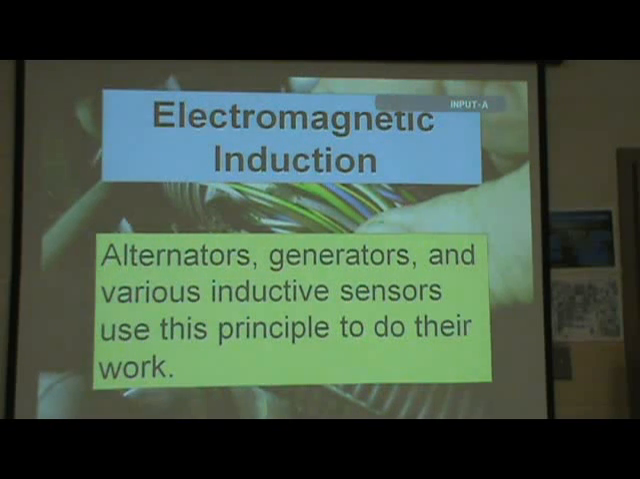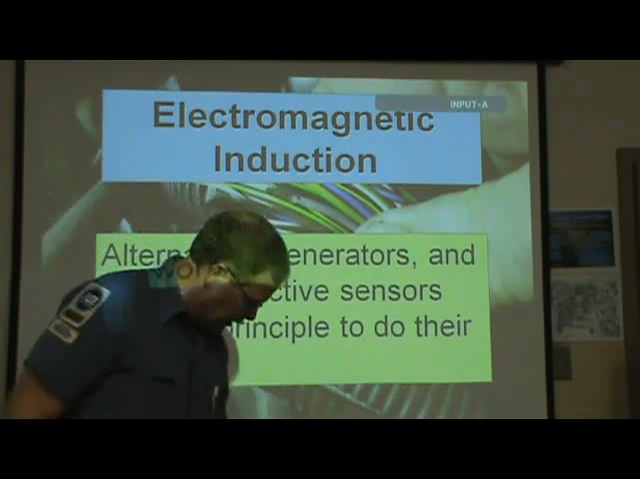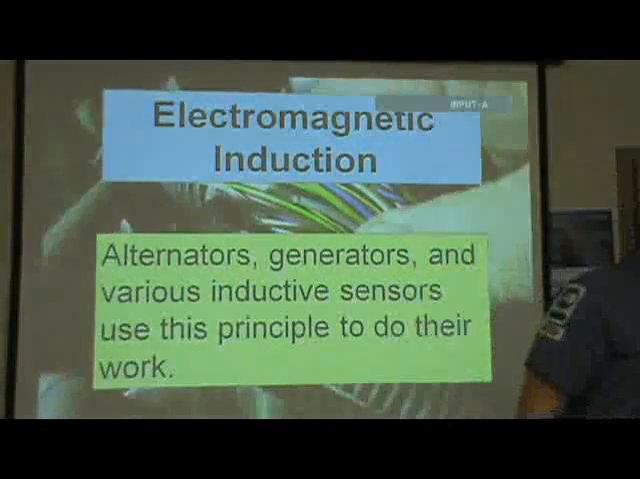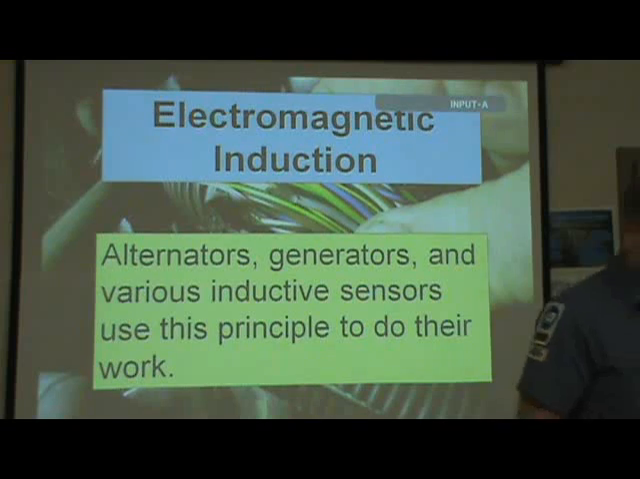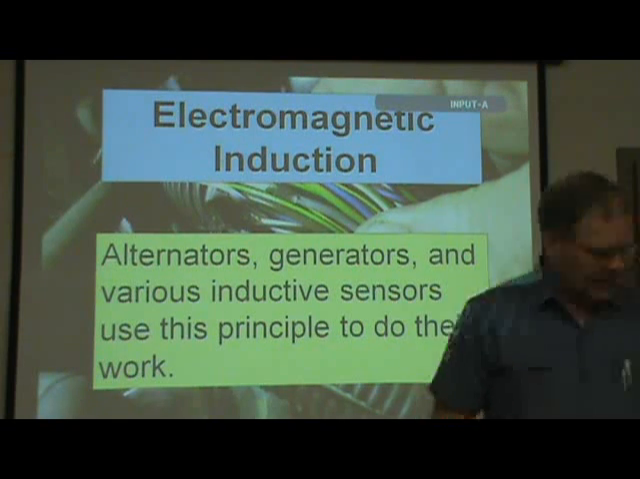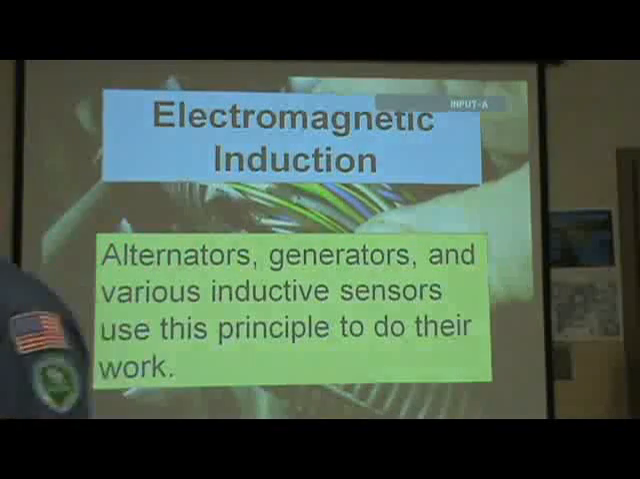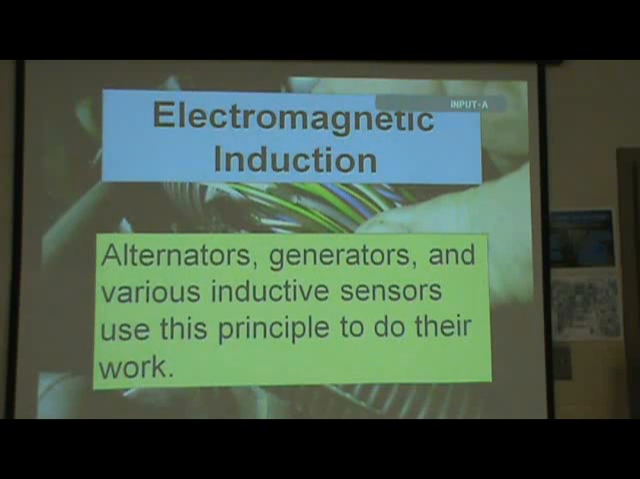But anyway, alternators, generators, and inductive sensors. This sensor right here on this flywheel, and that sensor on that board, has got a magnetic core, and around that magnetic core, they've got copper wire wrapped. And every time you send a tooth wheeling past that core, it causes a voltage sine wave to come out of that sensor, and the computer reads that, and that's how it knows when to fire those coils.